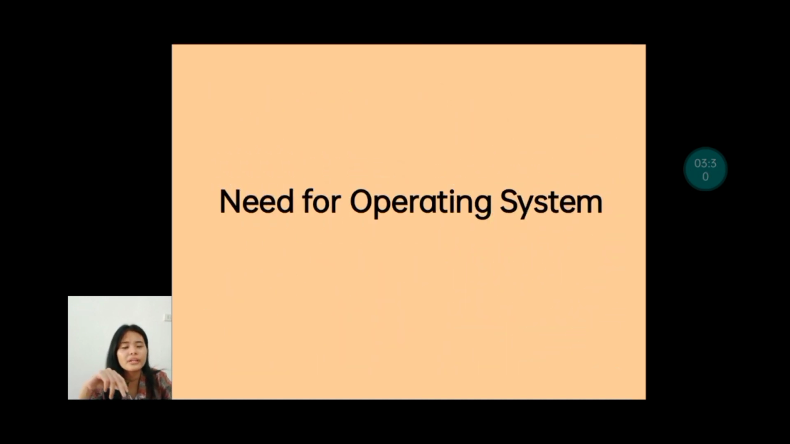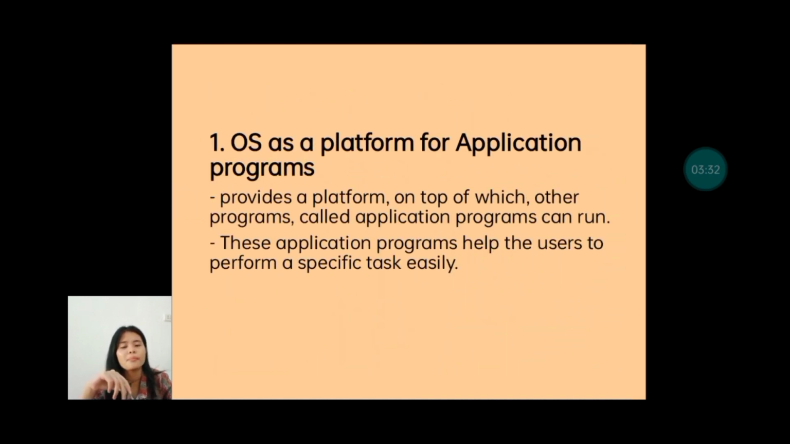Need for an operating system. We have first, the operating system as a platform for application programs. It provides a platform on top of which other programs, called application programs, can run. These application programs help the users to perform a specific task easily. It acts as an interface between the computer and the user. It is designed in such a manner that it operates, controls, and executes various applications on the computer.